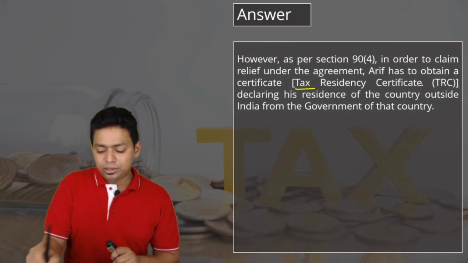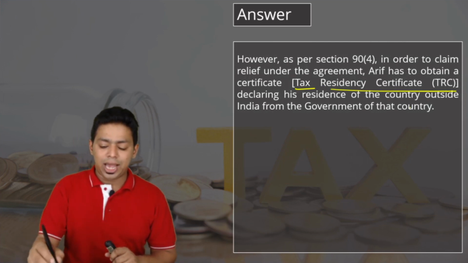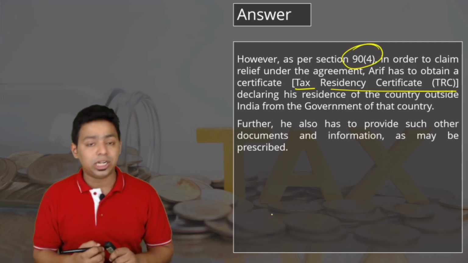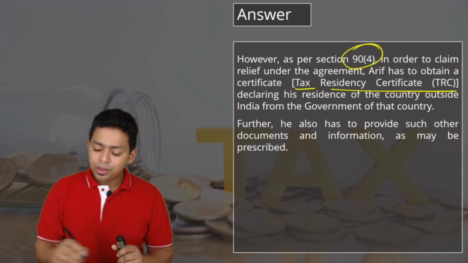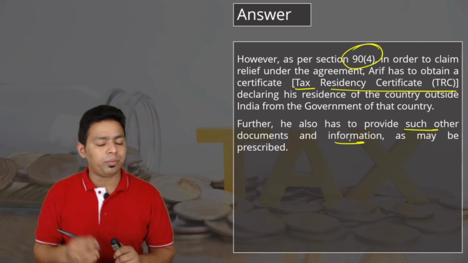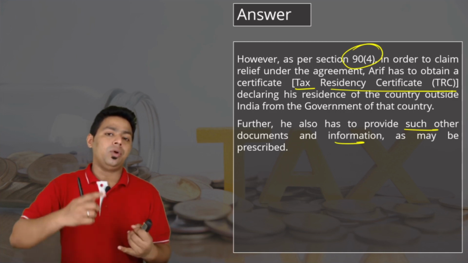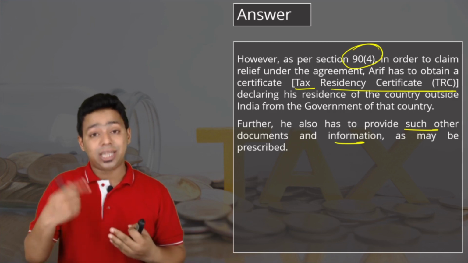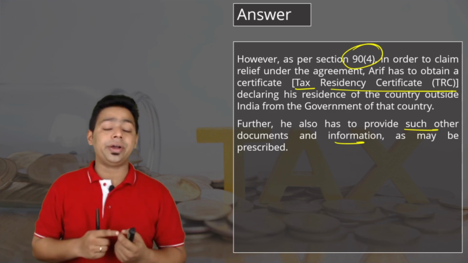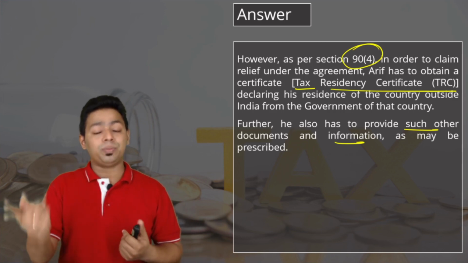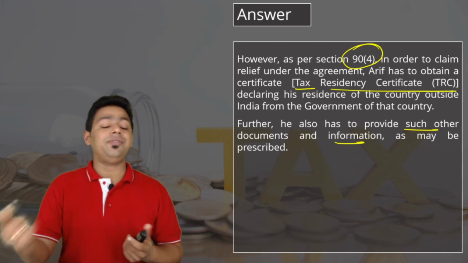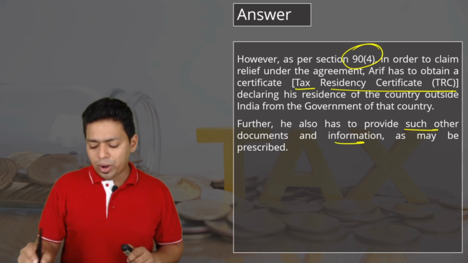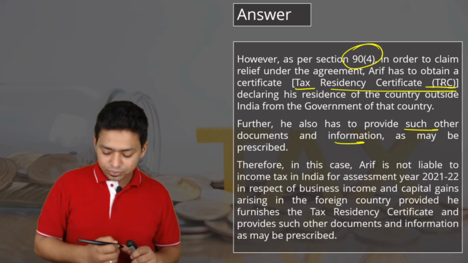However, the one condition we have to write: if he has to take the benefit of section 90, then he has to give us a tax residency certificate from the foreign government. Further, he has to provide some additional information, as we have discussed. He has to give us his legal status, his residential status, how many days he stayed outside India in that particular country, his permanent address of that country, his tax identification number or unique identification number. All this information is not required if it is already mentioned in the TRC.